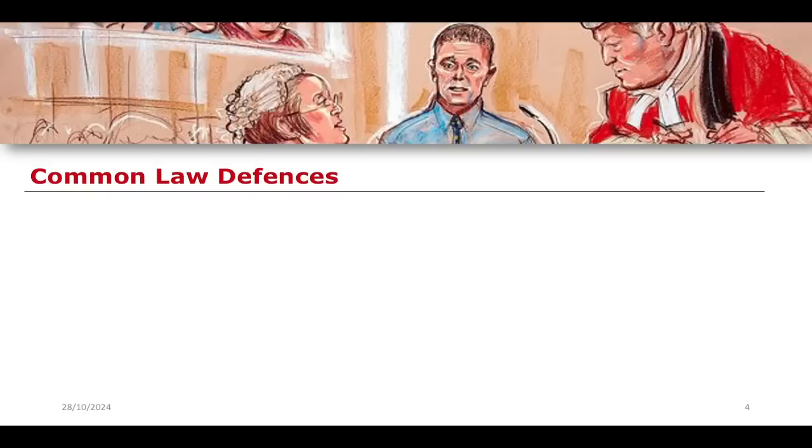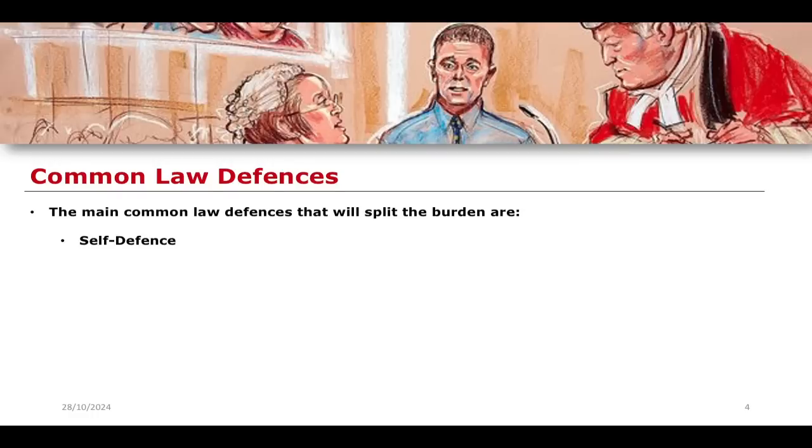Common law defences. What common law defences exist? Well, if you've come from my lessons on the ordinary criminal law, there are quite a few common law defences. The main common law defences include, for example, self-defence, which does have some statutory implementations. There are some statutes that help to define the idea of self-defence, but self-defence is generally seen as a common law defence.